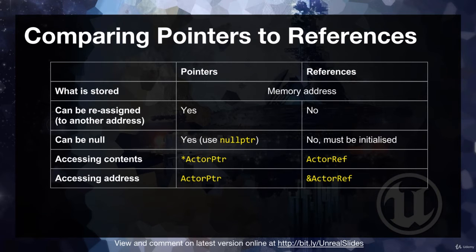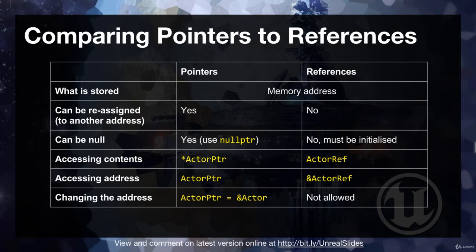Accessing the address. Again, the pointer is not hiding the fact it's an address, so you just use the pointer. It is the address. References, on the other hand, they are hiding the fact that they are an address, so we have to use an ampersand in front of it. And we're going to go over the meaning of ampersand and star in just a second, remember.